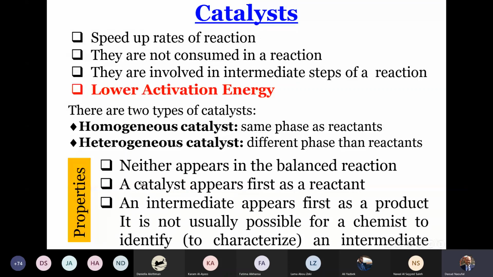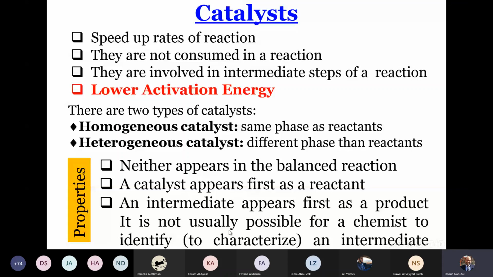So the catalyst does not appear in the balanced reaction. They do intervene. They intervene in the reactants as intermediates, but they do not appear in the products, so they do not appear in the equation of the reaction. And the fact that it does not appear in the balanced reaction does not mean that the catalyst did not interact with the reactant. So the catalyst appears first as a reactant. Then an intermediate appears first as a product.